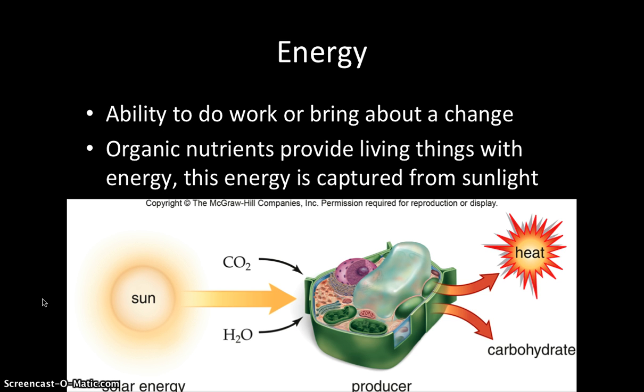Organic nutrients provide living things with this energy, and they capture this energy through the sunlight. So organic nutrients are things like glucose and ATP and everything like that that store energy captured from the sunlight to provide us with energy. So it comes from the sun, goes into the producer. We can't do this. We need plants to do it. And we get a carbohydrate which stores energy out of it.